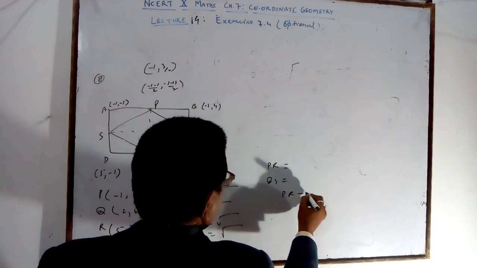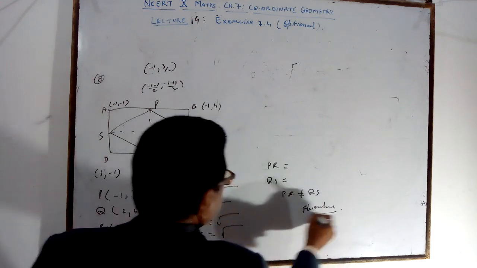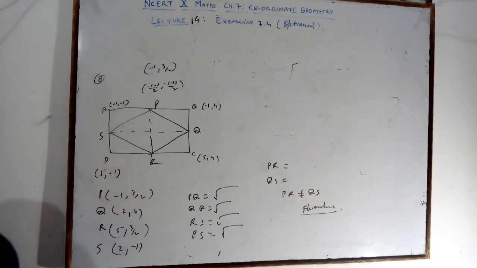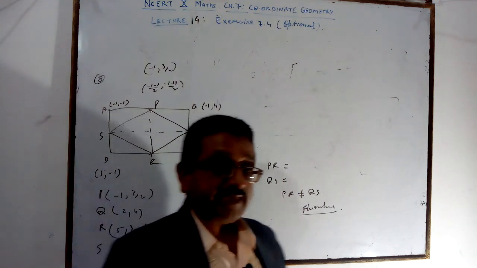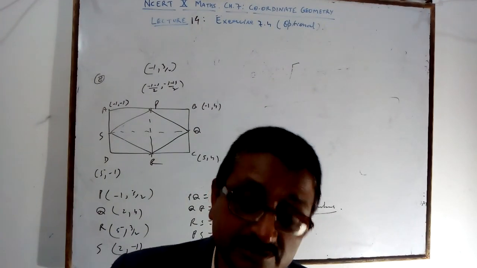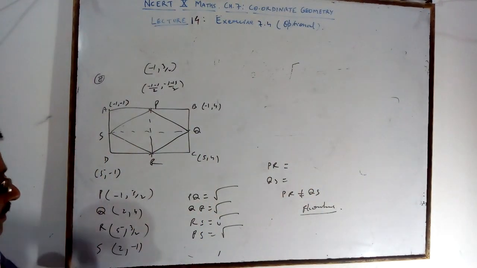If PR is not equal to QS, then it is a rhombus. If PR is equal to QS, then it is a square. Very simple. The diagonals of a rhombus are not equal. So that's all. You can do this, something very simple. All the things I have told.